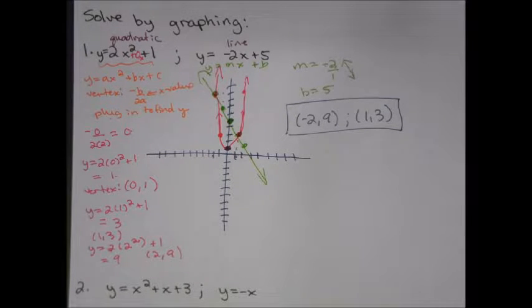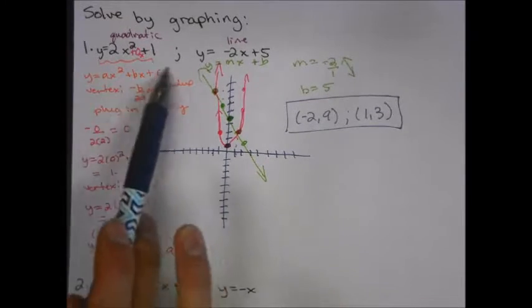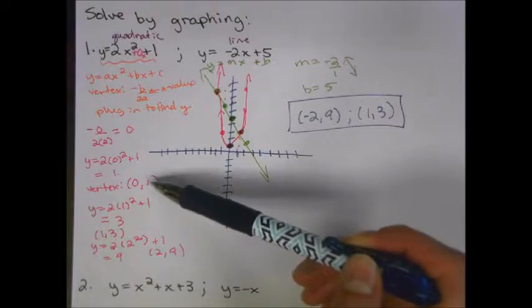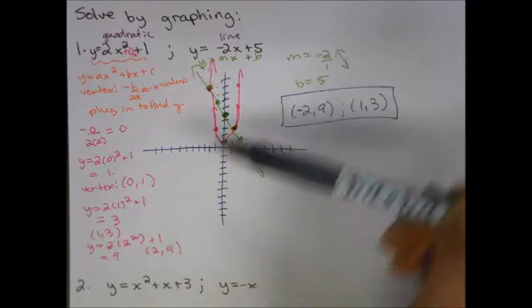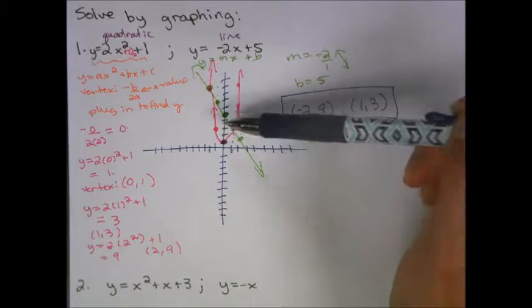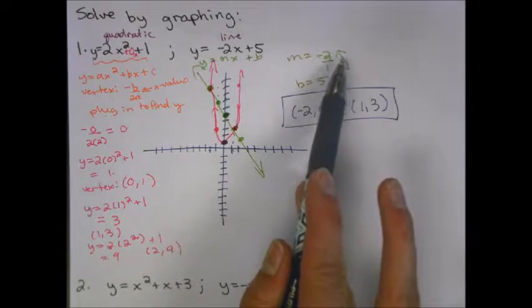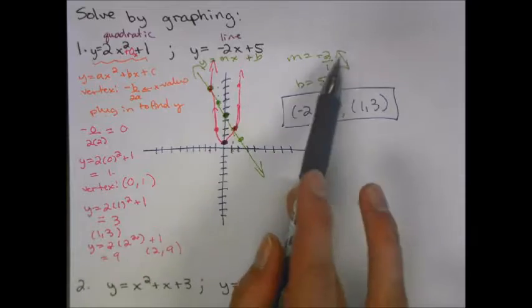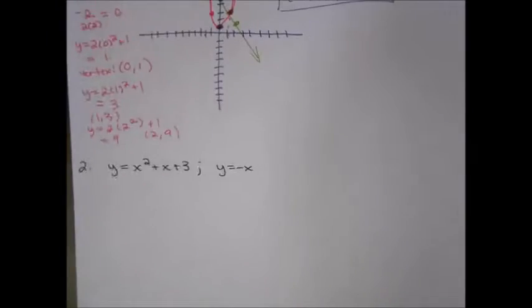So just to backtrack, I graphed my quadratic. How do we graph our quadratic? We use our standard form method. Found the vertex, plugged in some points, then I reflected, and then I graphed my line. How do we graph our line? Find our slope, find our y-intercept, plot our y-intercept, and count out our slope. So here's our next one.